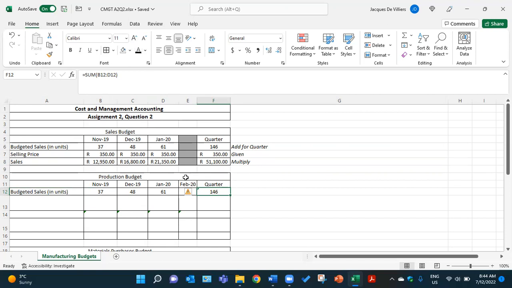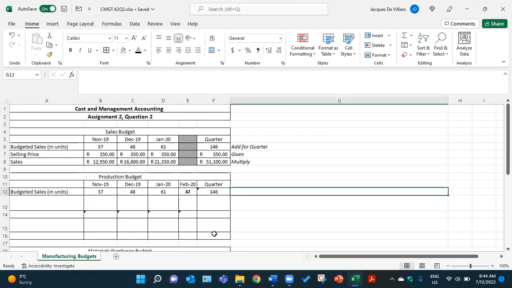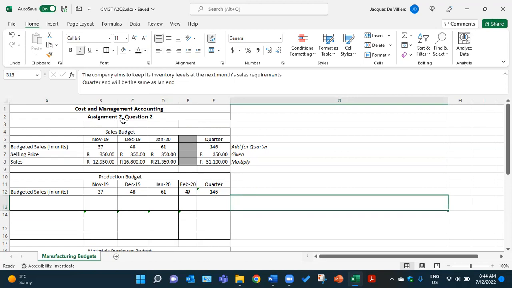Now, please do not include February in your quarter. You need the sales numbers for February because of something that they told you that's going to affect what's happening in January. But when you add your quarter, it must still be 146. It cannot be any different. And where did we get all of this? Well, we just got it from the given information.